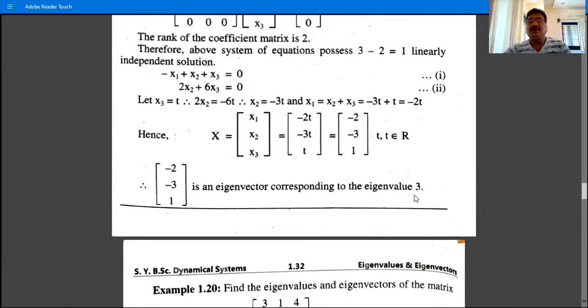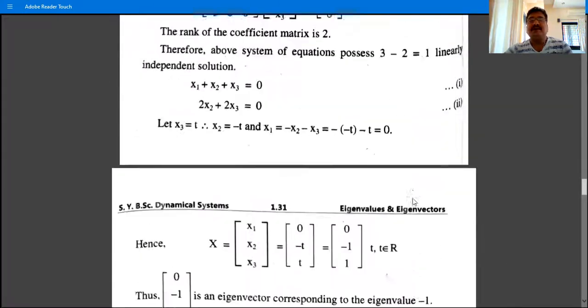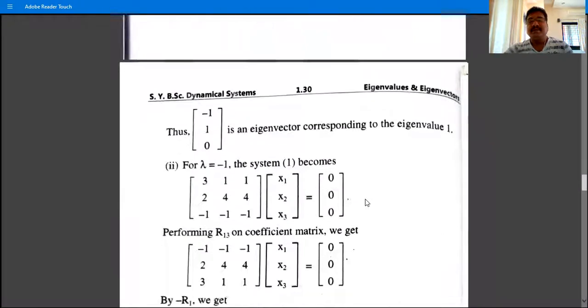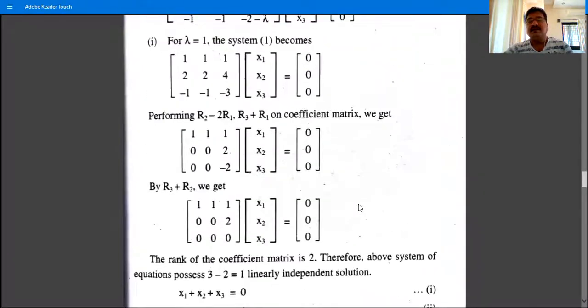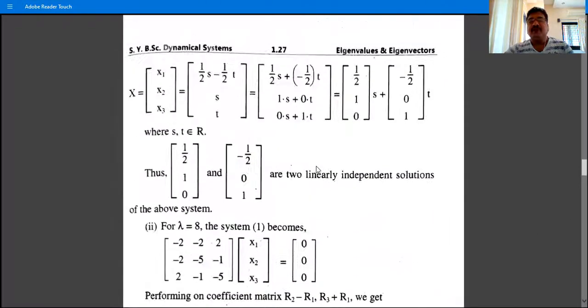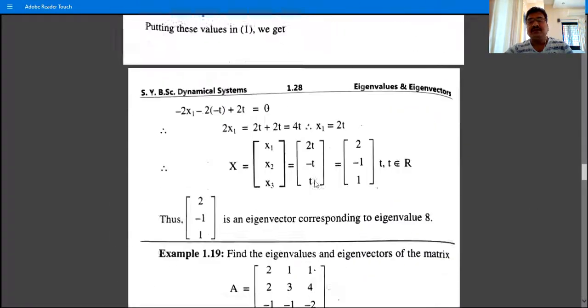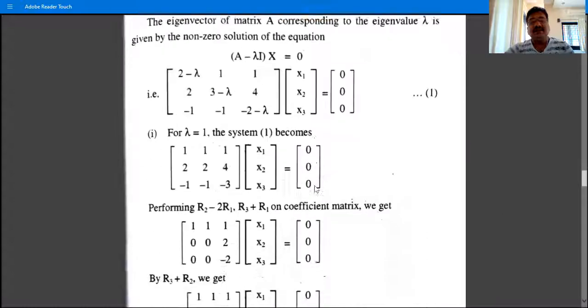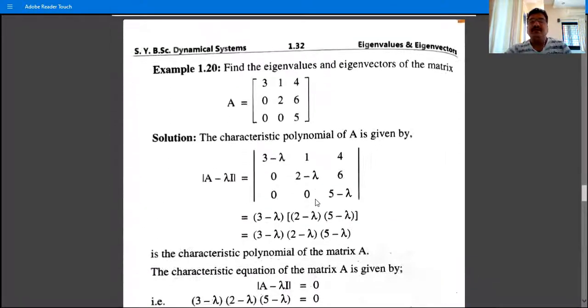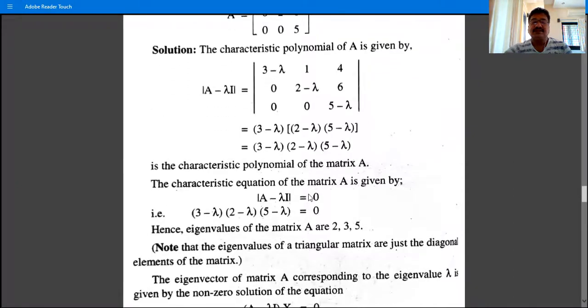So in all, for this example, we have three distinct eigenvalues and three linearly independent eigenvectors. In the previous example, we had two distinct eigenvalues, but we had three linearly independent eigenvectors. So we will see the remaining examples in the next lecture.